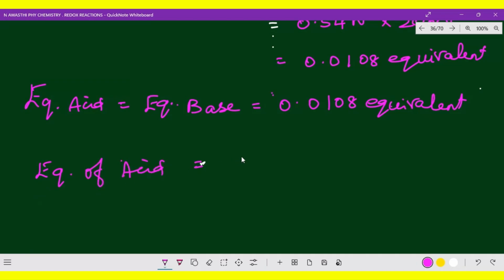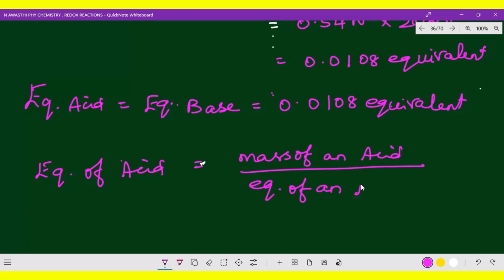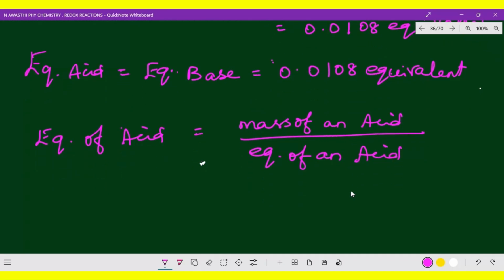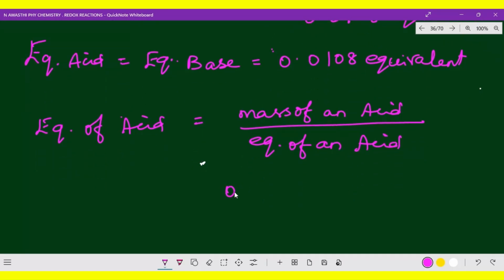So given mass, how much? 0.45. So here, mass of an acid divided by equivalent of an acid. So mass of an acid, how much? 0.45, right? Yeah, 0.45. So 0.45 divided by equivalent of an acid is equal to equivalent of a base, right?